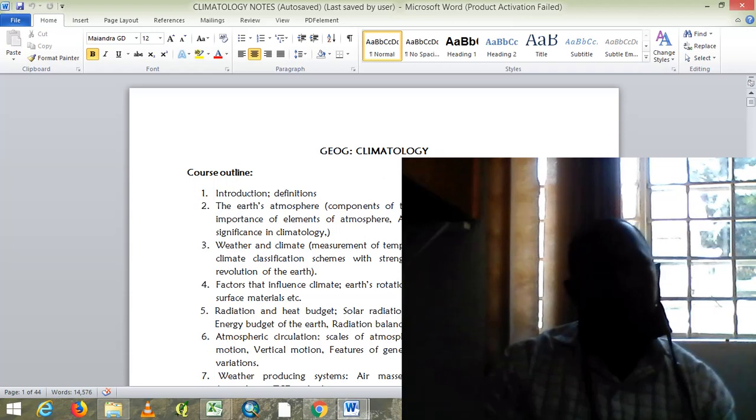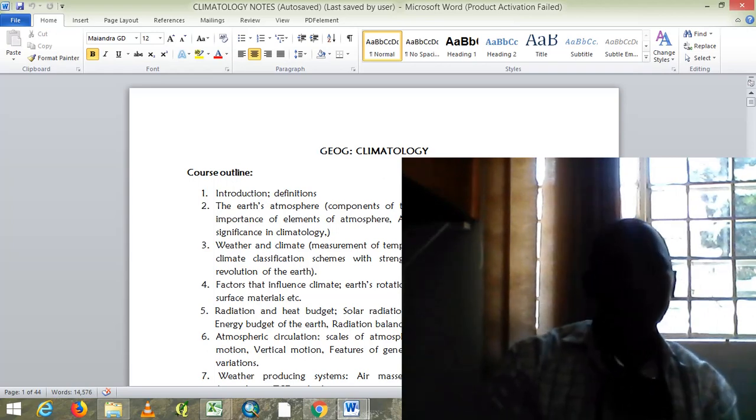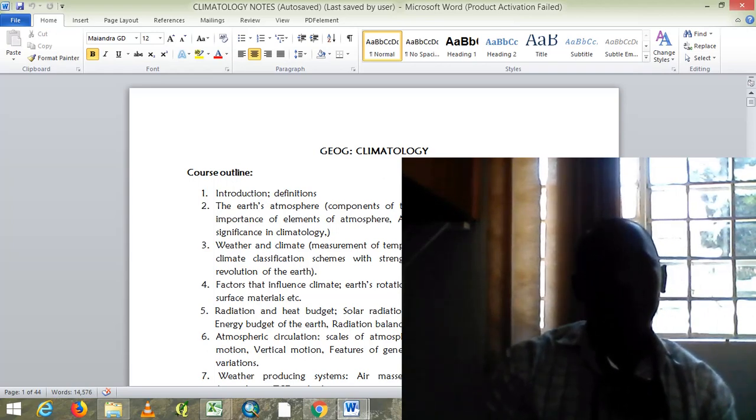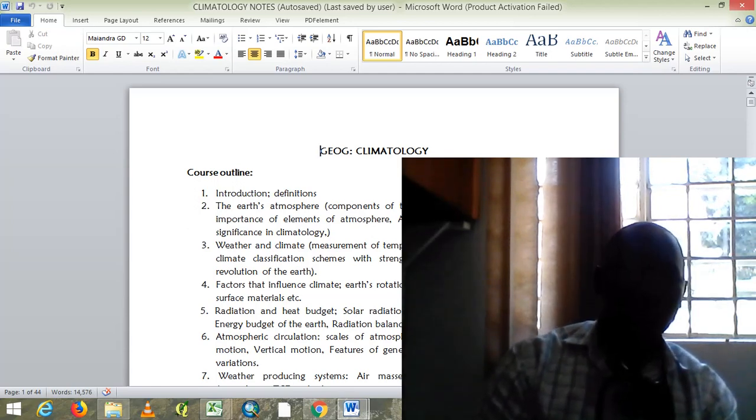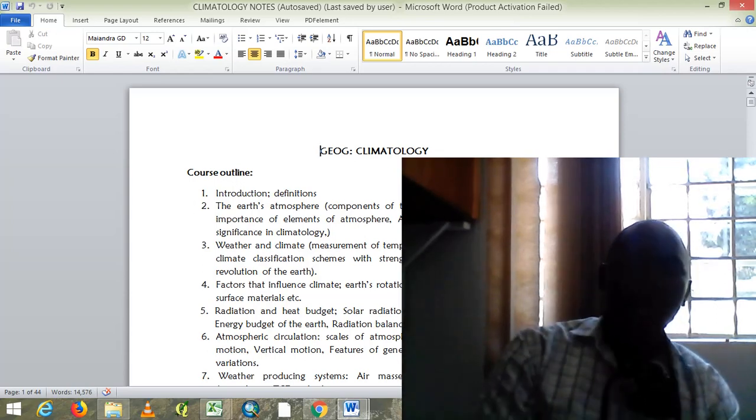And then after that we shall move on to look at the Earth's atmosphere, where we'll be looking at the components of the atmosphere in terms of the mass of the atmosphere, the structure of the atmosphere, and then the importance of these elements in the atmosphere, as well as the atmospheric profiles or temperature profiles, and then their significance in climatology. Then we will also look at weather and climate. Here basically we'll be looking at how do we measure temperature and the other elements of weather.